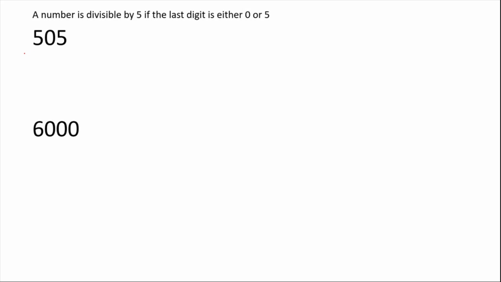Now the first number here we have is 505. Now the last digit needs to be either 0 or 5, and the last digit here is 5, so this number is divisible. Alright, the next example here has 0 for the last digit. So this number is also divisible.